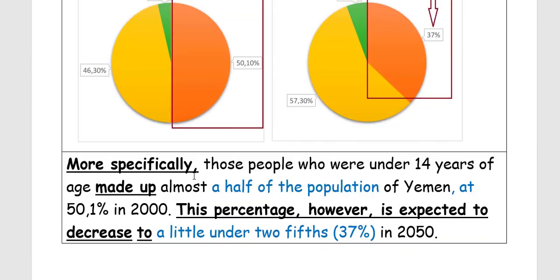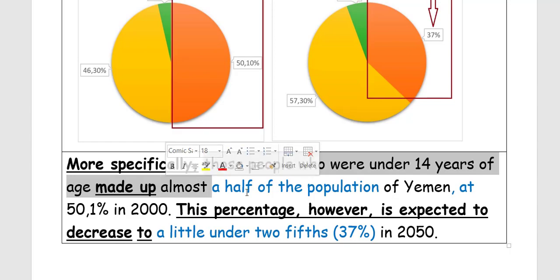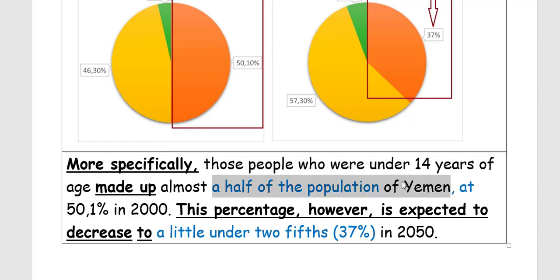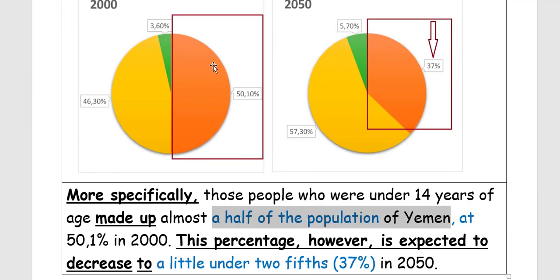Next. In the next paragraph, the examiner wants you to focus on specific figures and numbers. So you can write the word more specifically. Those people who were under 14 years of age made up almost a half of the population of Yemen. You can see that 50%, right? And then, so this is a half of the population. And then you have to be very specific with the number, and then in 2000.